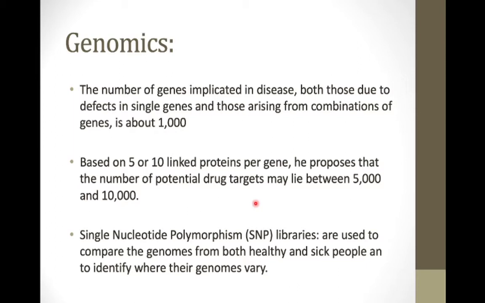are the most common type of genetic variation among people. Each SNP represents a difference in a single DNA nucleotide. We can compare the genomes from both healthy and sick people to identify where the genomes differ, so where the SNPs are differing.